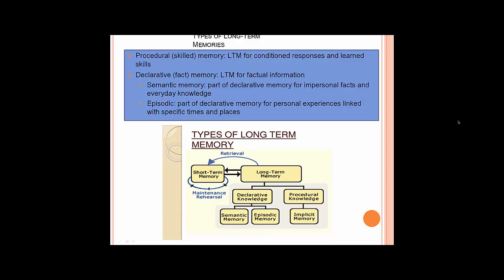Declarative memory is fact memory. It's a long-term memory for factual information. And a lot of declarative memory is what one hopes you are exercising for this course. However, under that, there are two types of memory. Under declarative memory, there's semantic memory, and that's a part of declarative memory for impersonal facts and everyday knowledge. And episodic memory, and that's part of declarative memory for personal experiences, autobiographical memory.